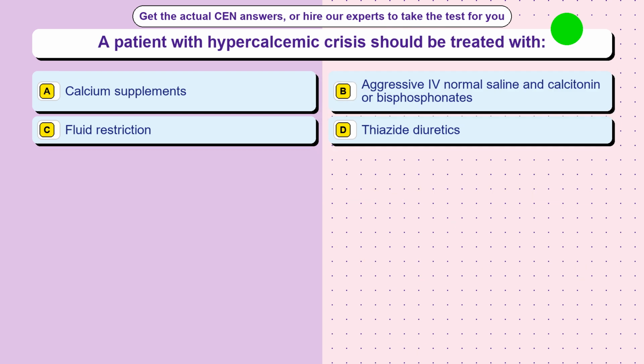Question 64. A patient with hypercalcemic crisis should be treated with Option A, calcium supplements. Option B, aggressive IV normal saline and calcitonin or bisphosphonates. Option C, fluid restriction. Option D, thiazide diuretics.